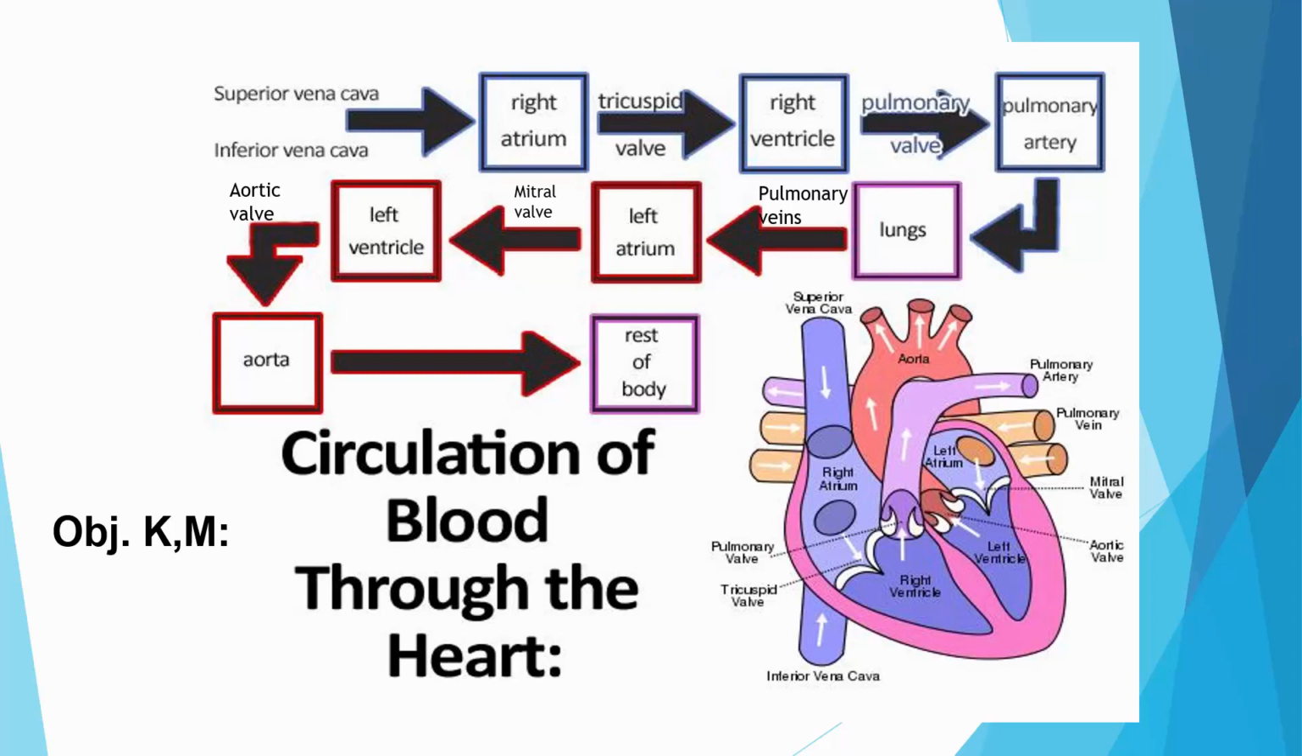We need healthy heart tissue, properly functioning heart valves, mobility, and adequate blood volume to ensure normal cardiac output and tissue perfusion.